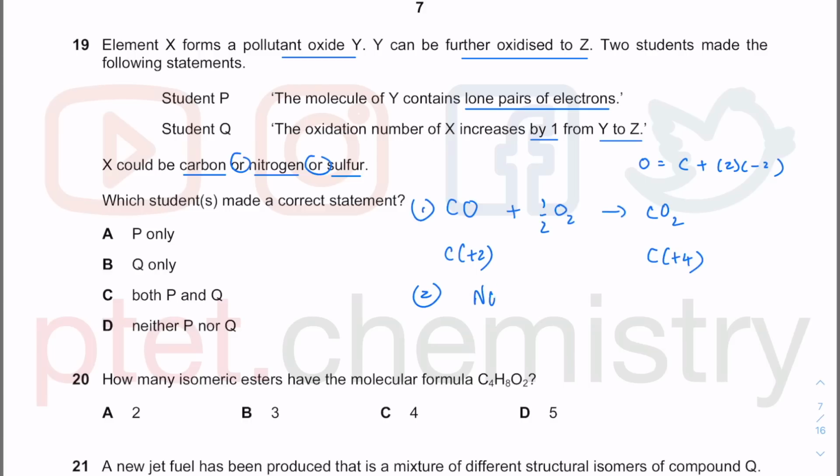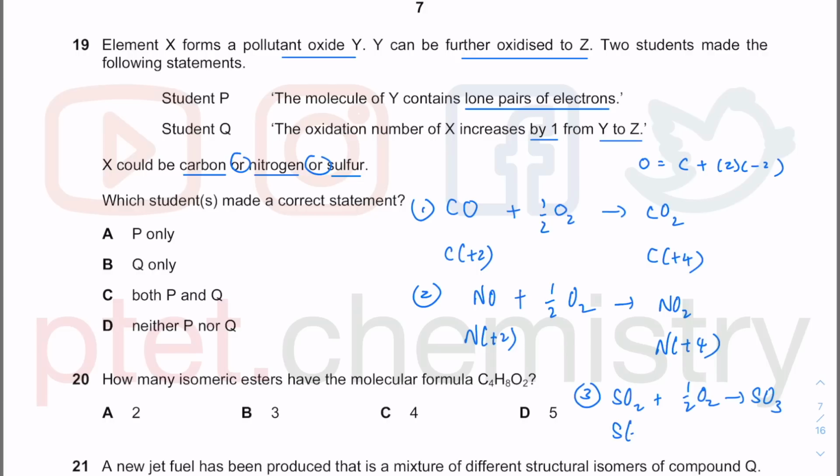How about nitrogen dioxide? Same deal, I guess. So NO plus a half O2, nitrogen plus 2 to nitrogen plus 4. Again, an increase in oxidation number by 2. SO2 plus a half O2 give you SO3. This is the same deal, sulfur plus 4 going to sulfur plus 6 oxidation number there. So student Q is definitely wrong for all of them. For carbon, nitrogen, sulfur, all of them increase in oxidation number by 2 and not by 1. So that means student Q is wrong. So B and C is out.